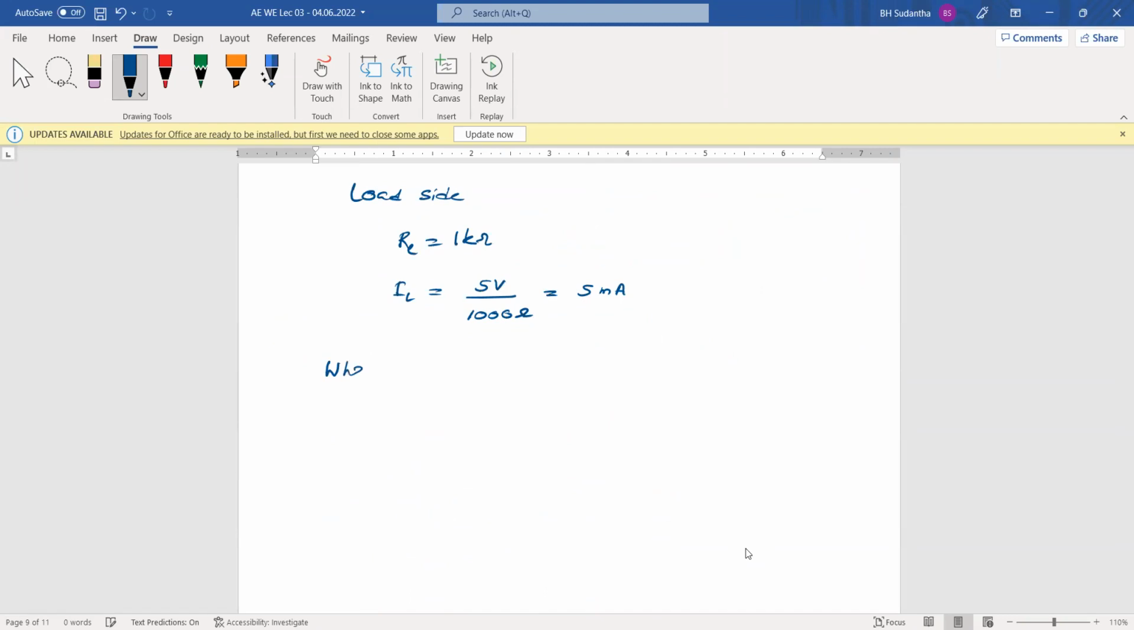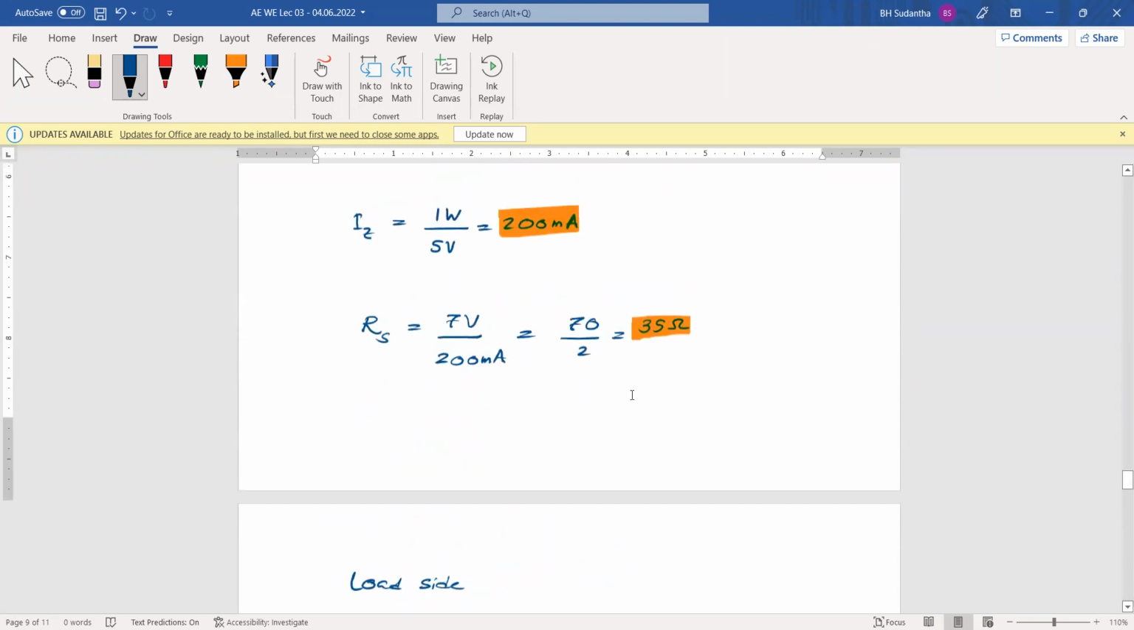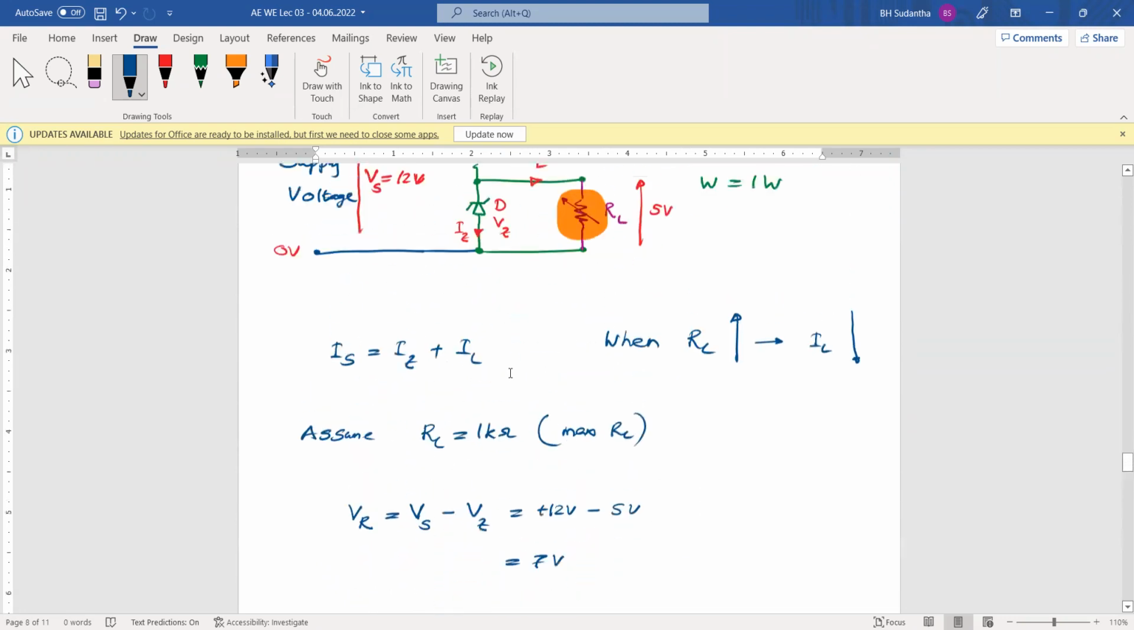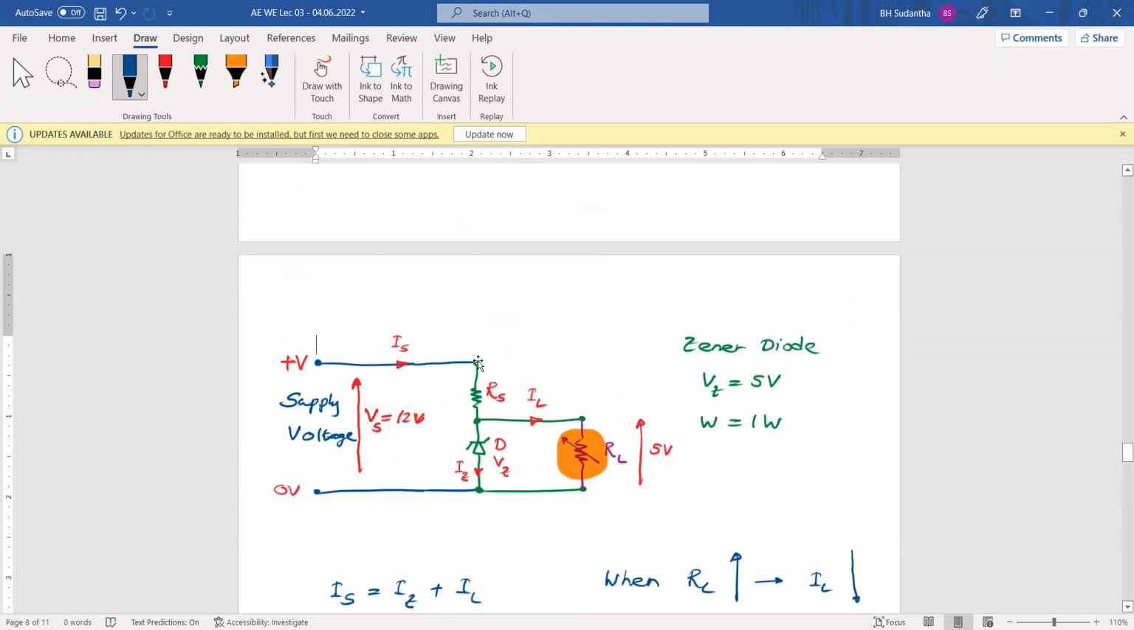Okay, when RL is 1 kilo ohm, IL will be 5 milliampere. Then during that time, how much is IS? IS is the total current we can take from the power supply. The power supply is 200 milliampere. This is 200 milliampere we can take from this. But now we will send 5 milliampere across the load and the balance across the Zener diode. But the Zener diode is something like that. You can see.